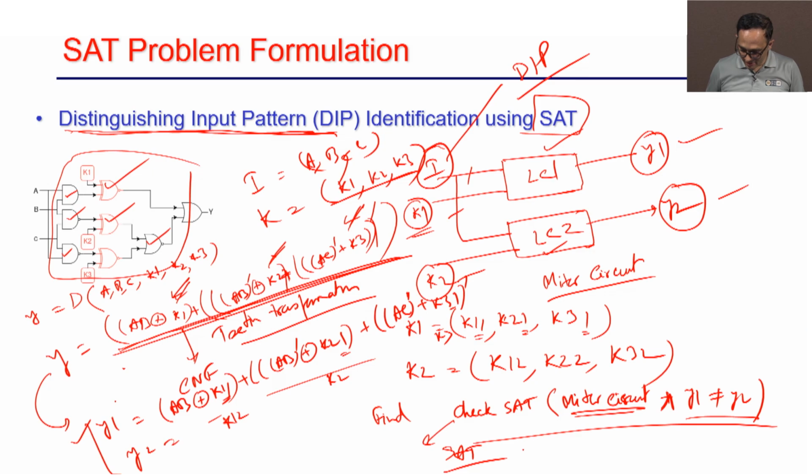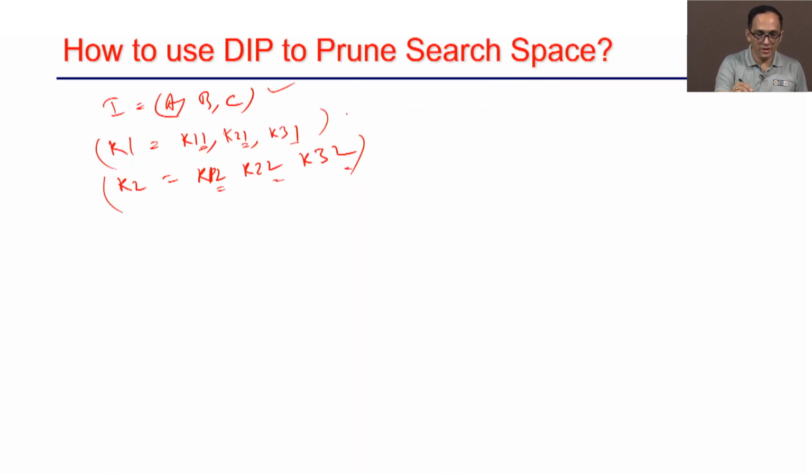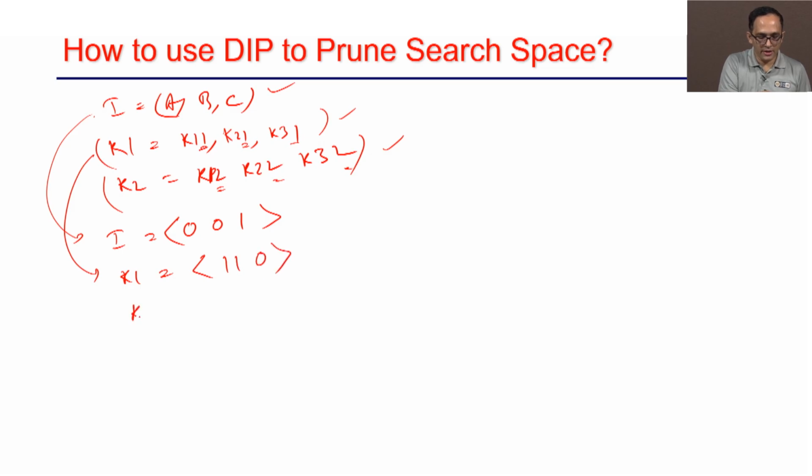What does it mean? It will return the values of this ABC, K11, K21, K31, K12, K22 and K32. Let us say I got I as 0, 0, 1. I am just giving a superficial example, right. And then I got K1 equal to, say, 1, 1, 0 and K2 as, say, 0, 1, 1, right. I am just giving a superficial example.